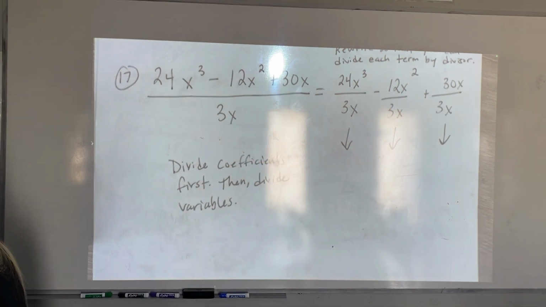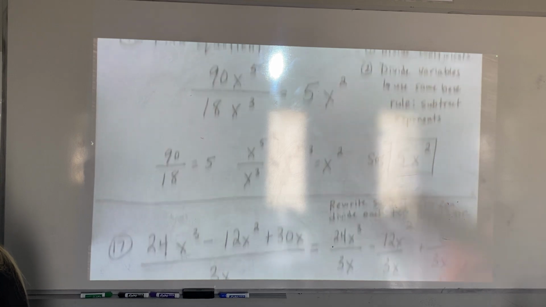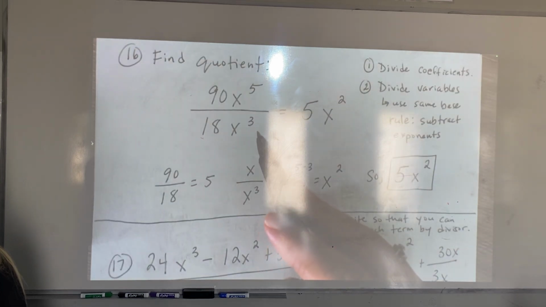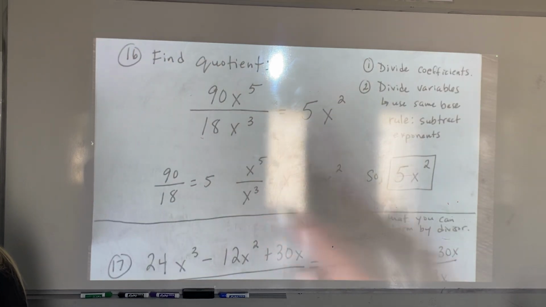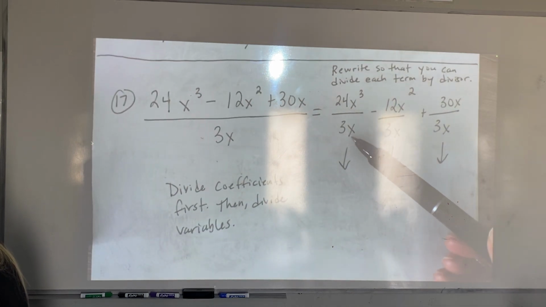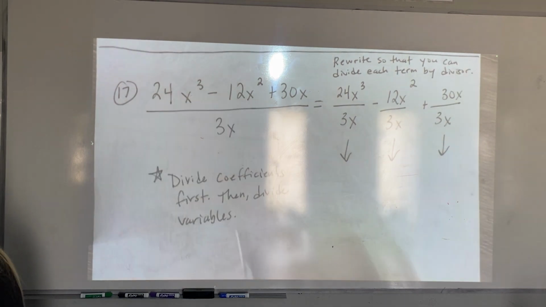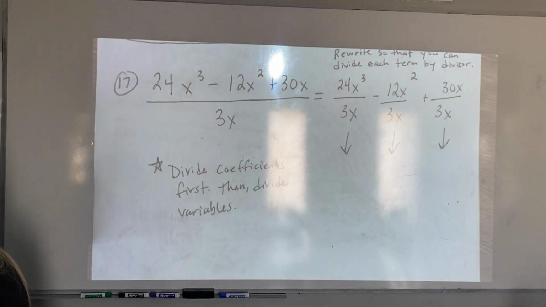Yeah, these are the steps. It's the same steps as up here: divide coefficients, then divide variables. Because this is like the simple example, it's only a monomial divided by a monomial. This one ends up being monomial divided by monomial, you just have to do 3 of them. So it's just a reminder of the rules. Divide coefficients first, then divide variables.